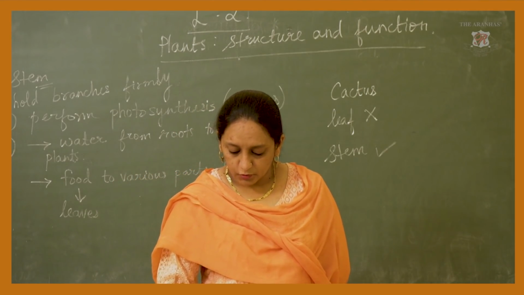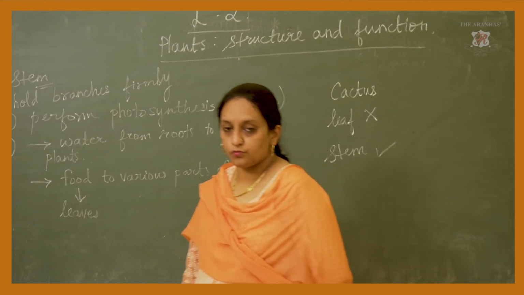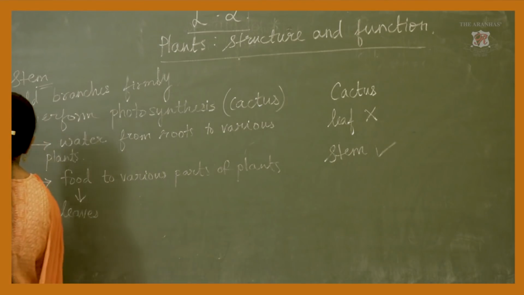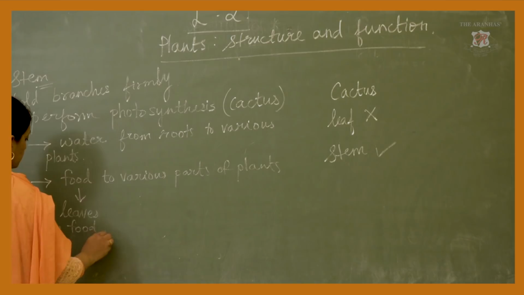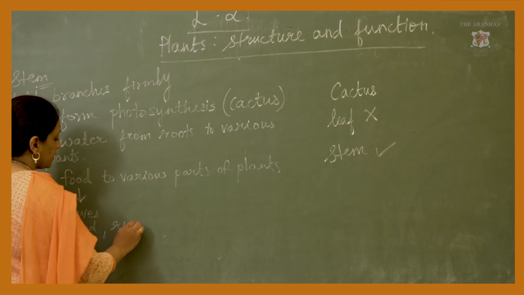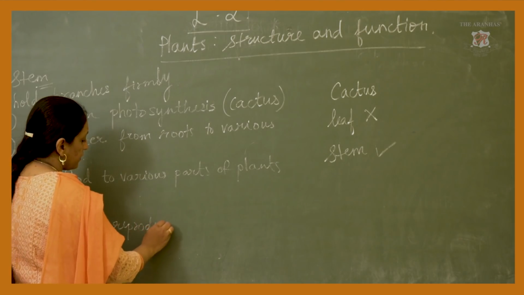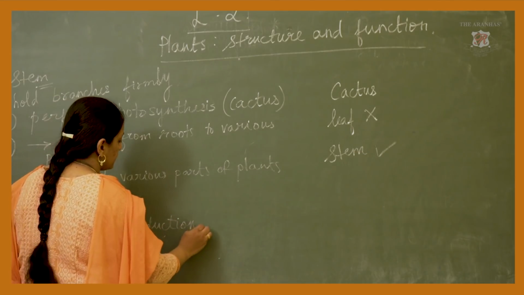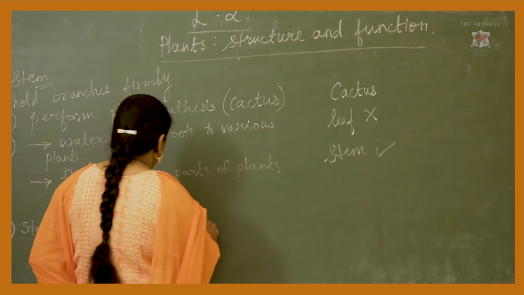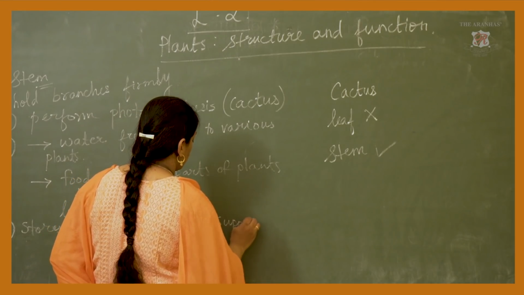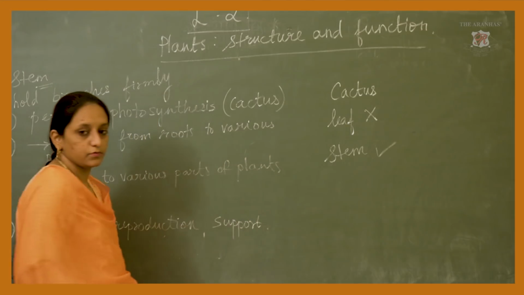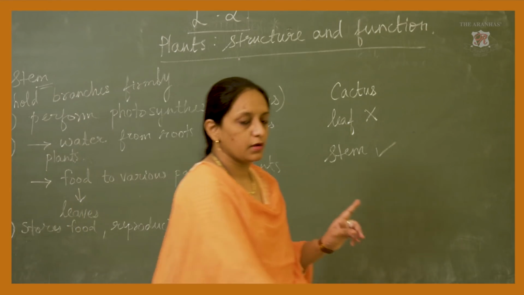Then it also performs additional functions like storing of food, reproduction and support. The stem stores food prepared by the plant. Then the stem helps in reproduction, meaning you can break any stem and plant it at another place, and you will see a new plant growing. And it also provides support to the plants. So these are all functions of the stem in a plant.